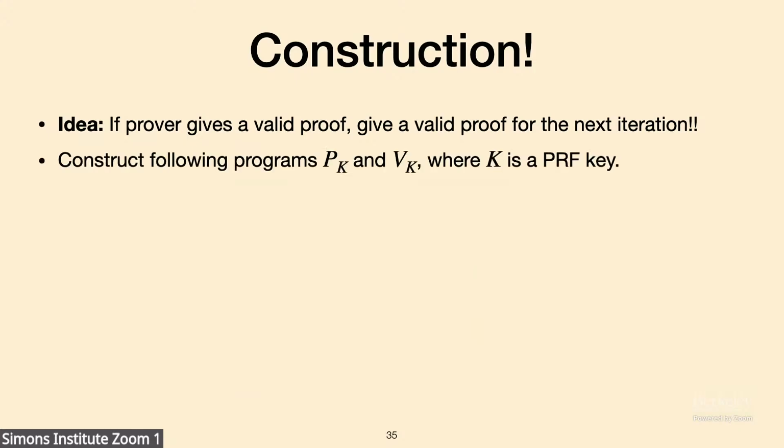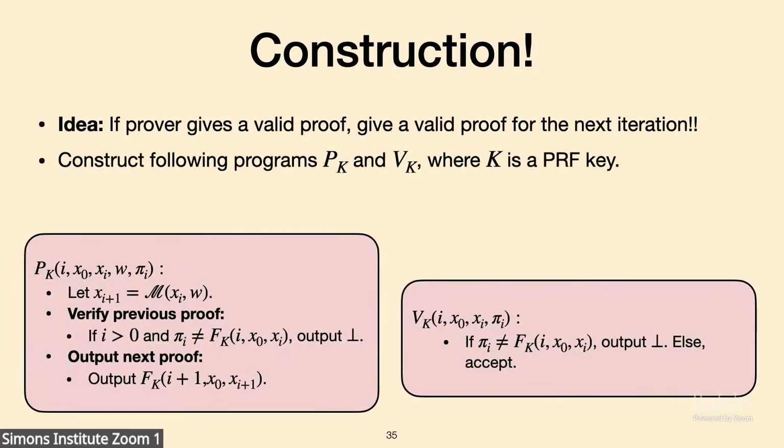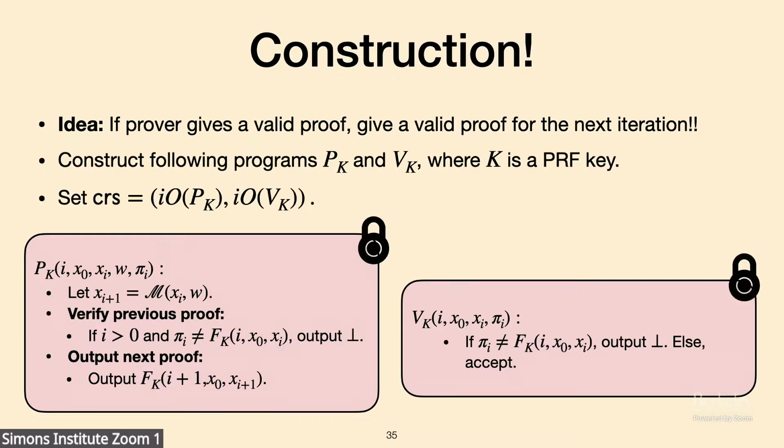So basically, in words, you're going to have a PK and VK algorithm, where K is a PRF key. You're going to sign a message, a configuration x0, xi plus 1, if it's valid and you have a valid previous proof. And verification is basically checking if you have a signature for that statement. And the CRS is going to be just the obfuscation of these two algorithms. So if I give you a VBB, this would be exactly what you do, and I think it would work.